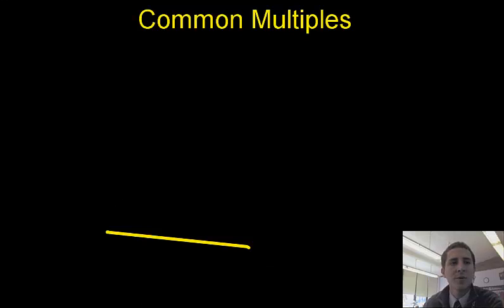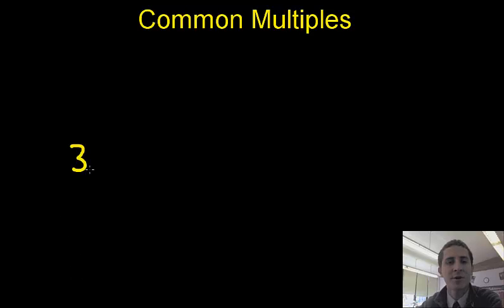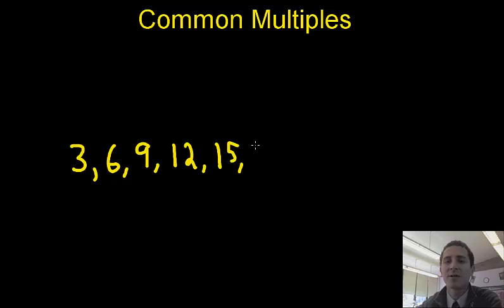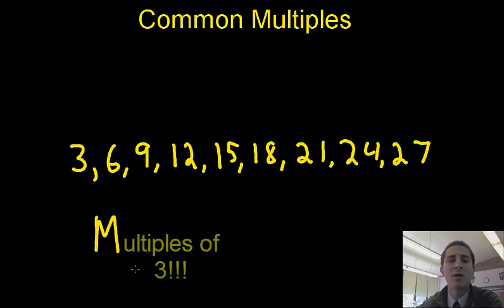Okay, first thing we're going to talk about is what is a multiple? A multiple is what we get when we multiply one number by another number. So, for example, if I take the number 3 and I skip count, 3 times 1 is 3, 3 times 2 is 6, 3 times 3 is 9, 3 times 4 is 12, 3 times 5 is 15, 3 times 6 is 18, 3 times 7 is 21, and it just goes on and on, 24, 27. These are all multiples of 3.